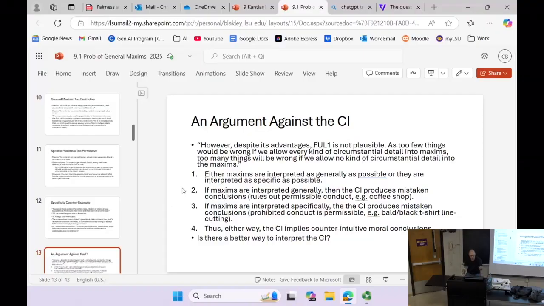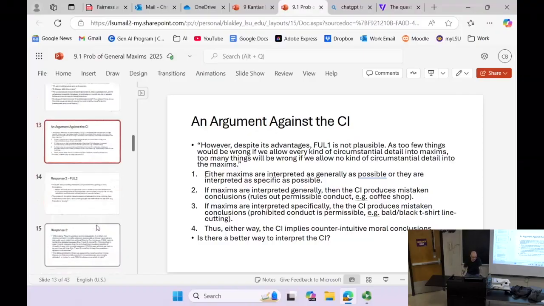So we can get an argument against that view of the CI, that it's not plausible. It would show that too few things would be wrong if we allowed every kind of circumstantial detail into our maxims. Too many things would be wrong if we allowed no circumstantial detail into those maxims. So it looks like either way we go, the categorical imperative is going to imply counterintuitive moral conclusions. And again, remember, that was one of the things we pointed out way back at the beginning of the semester, that often counts as a negative against the plausibility of the theory.